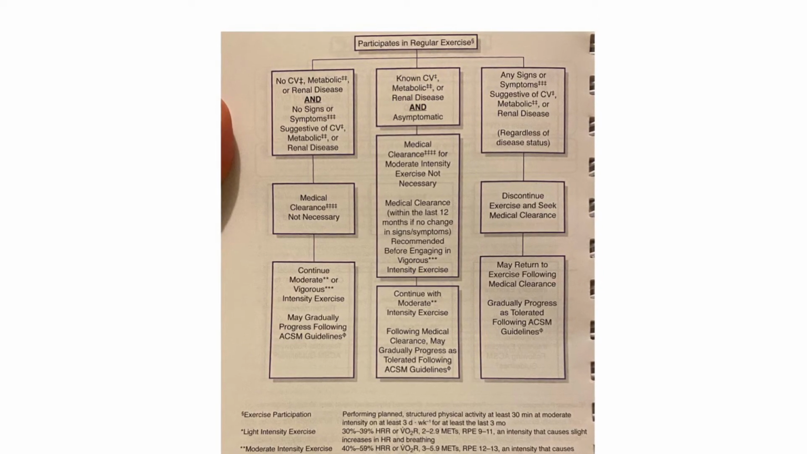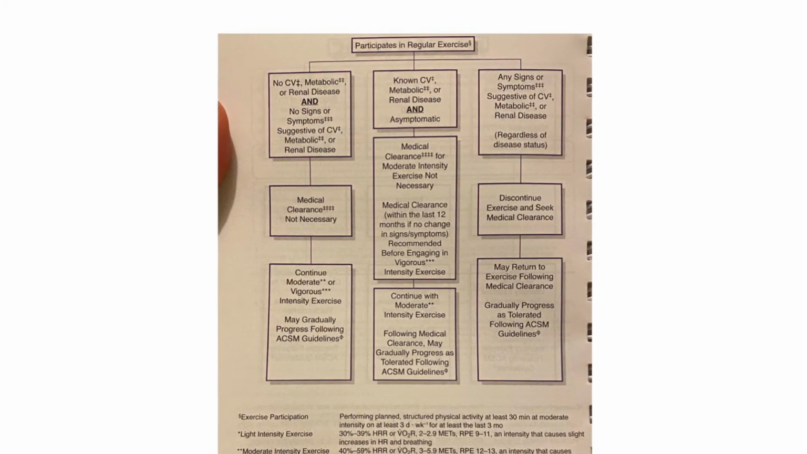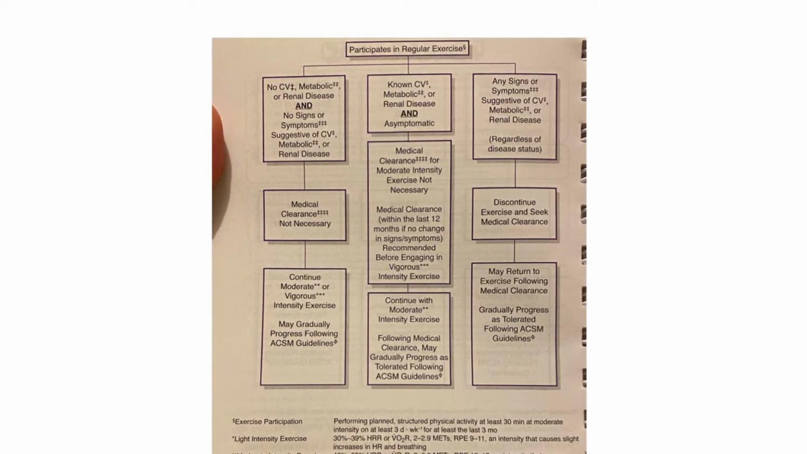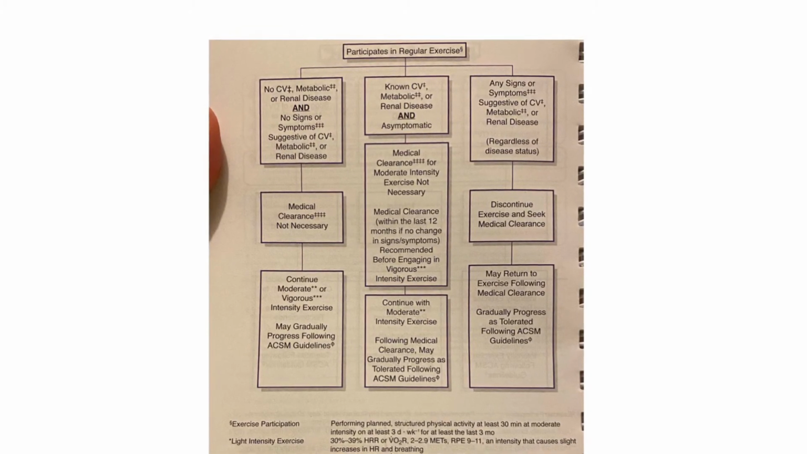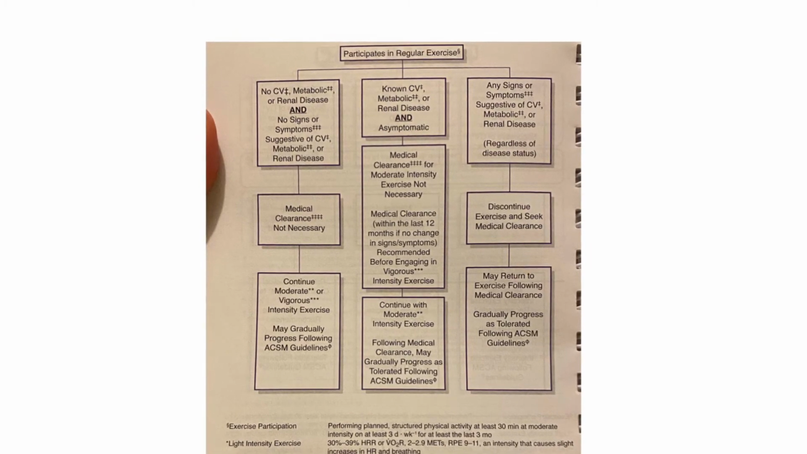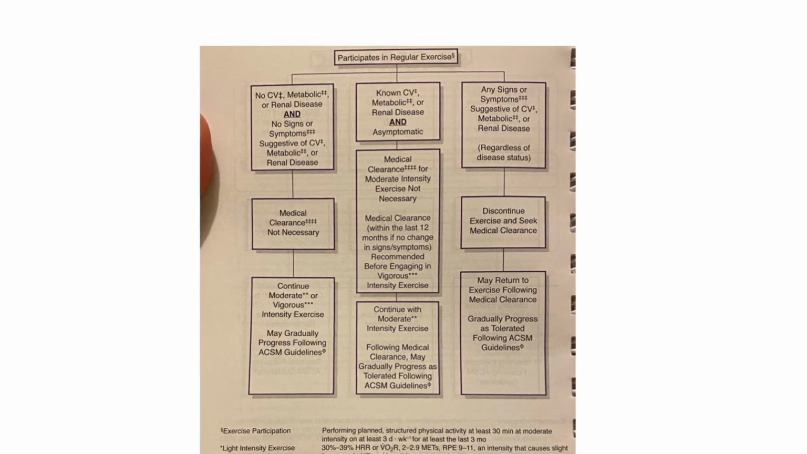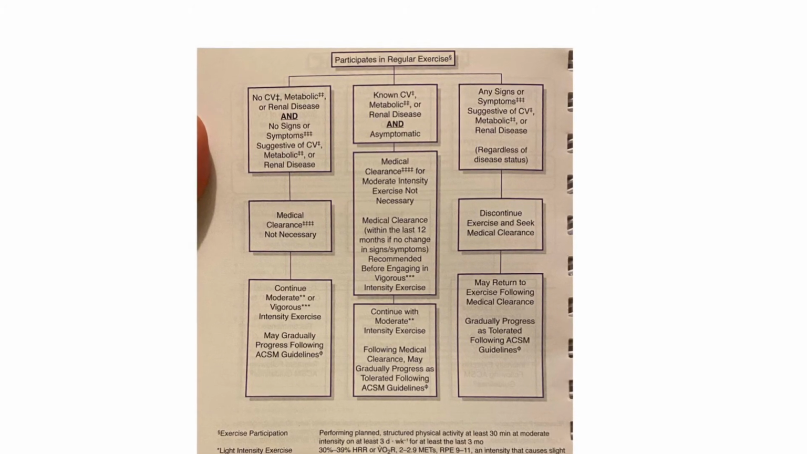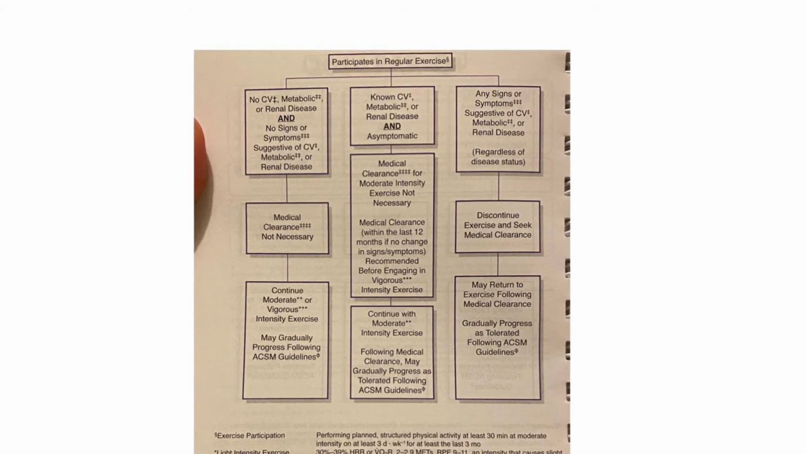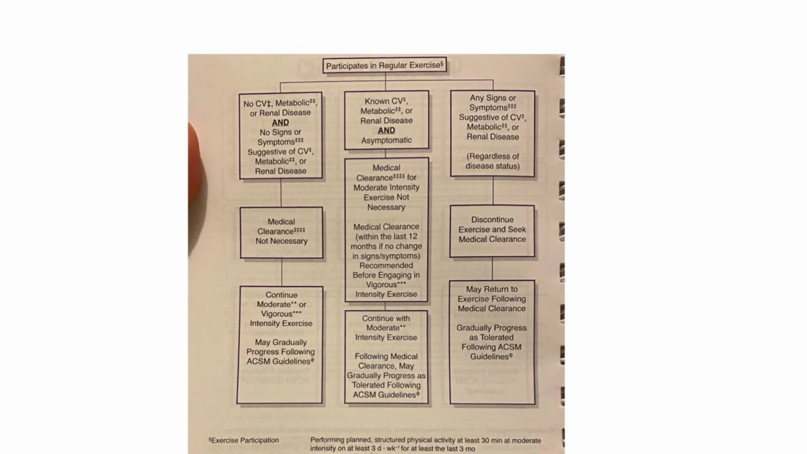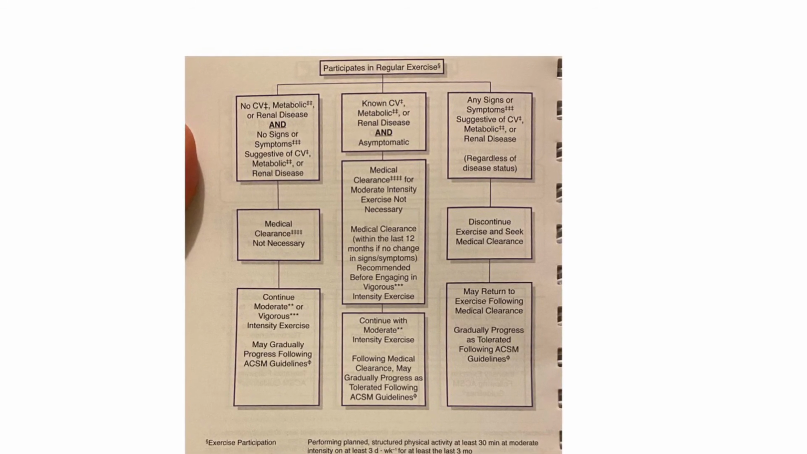The ones who already exercise and have no signs and symptoms can proceed with their current exercise intensity or even increase. The ones who already have a known disease but no signs and symptoms and exercise can proceed with what they're doing. But those who exercise already but experience signs and symptoms should discontinue and get medical clearance before doing anything next, no matter what the intensity is.